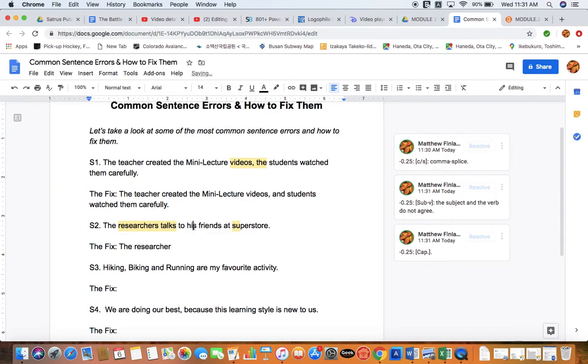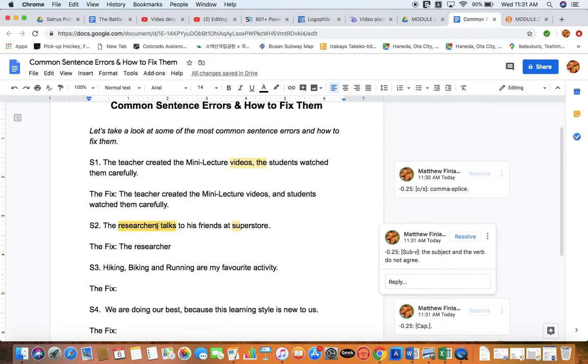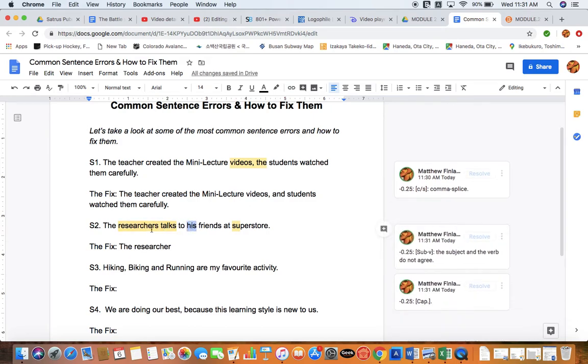Now, we know this should be a singular, right? Because it says his right here. So this S needs to be removed. And then we fixed the problem. So if there was more than one researcher, we would say researchers talk. That's the proper verb form to match up with a plural subject.